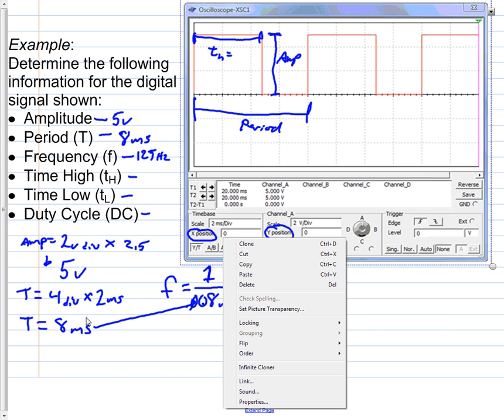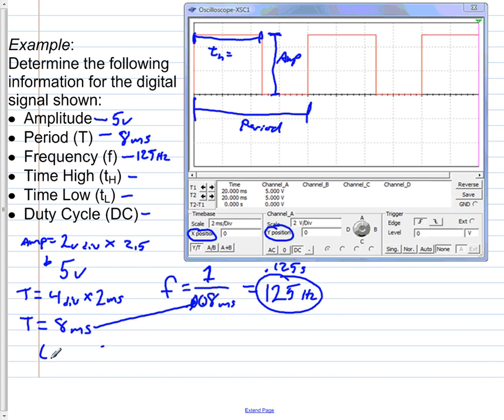I keep hitting this right click button. So time high is equal to 2.5 divisions times each division is 2 milliseconds. And so basically our time high is 5 milliseconds.